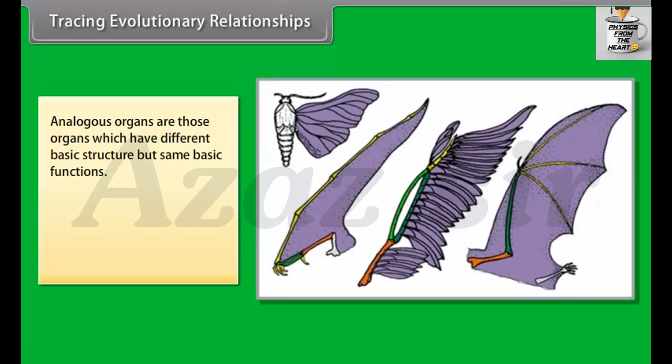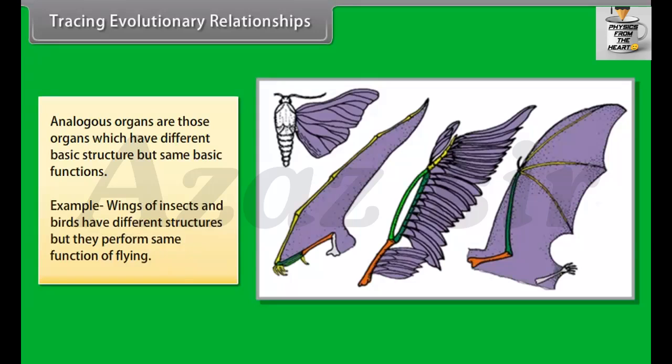Analogous organs are those organs which have different basic structure but the same basic functions. Example: wings of insects and birds have different structures but they perform the same function of flying.